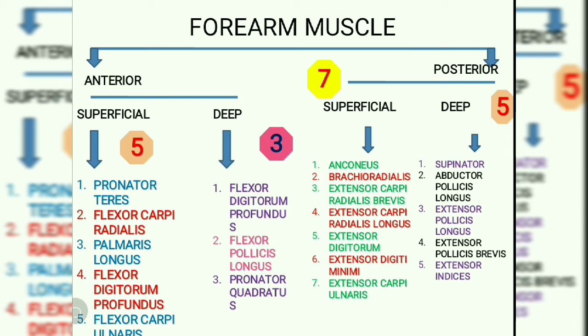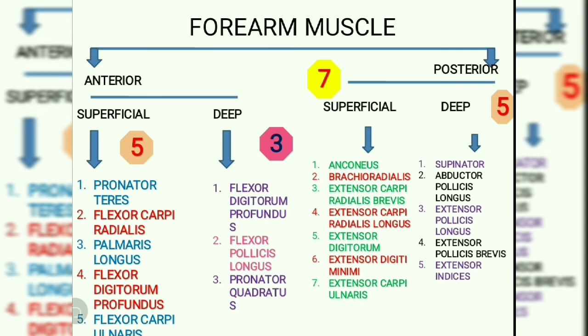Under the anterior part, there are 5 superficial muscles: pronator teres, flexor carpi radialis, palmaris longus, flexor digitorum superficialis and flexor carpi ulnaris. Then under the deep muscles of the anterior compartment of the forearm, there are 3 main muscles: flexor digitorum profundus, flexor pollicis longus and pronator quadratus.